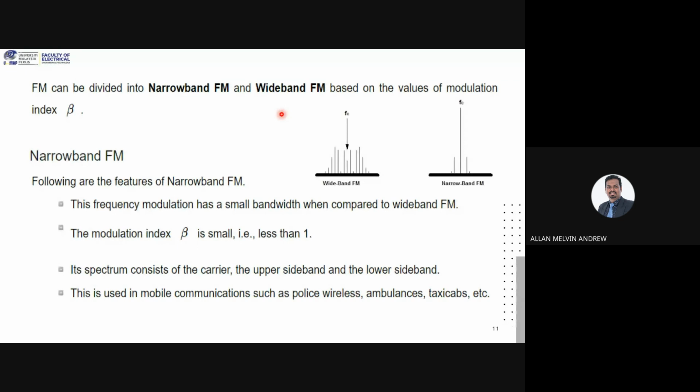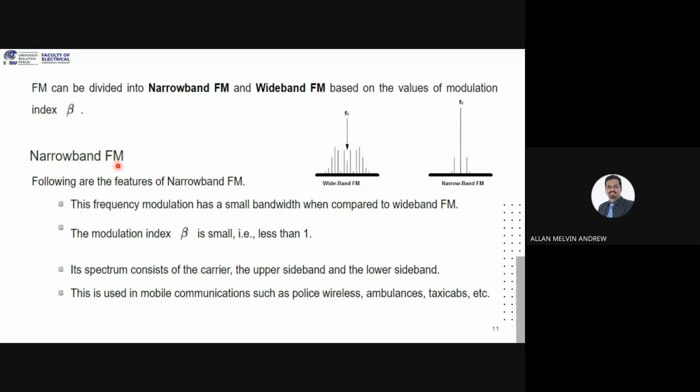Certain applications require wide band, so it depends on the application, then you determine. And the difference between narrow band and wide band is the value of the modulation index, beta. So we see a little bit of info on narrow band.